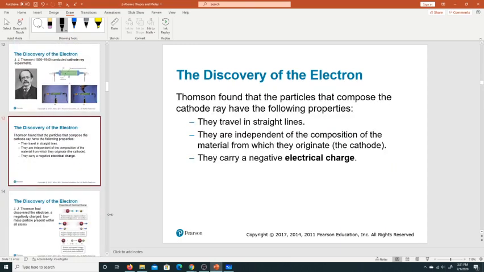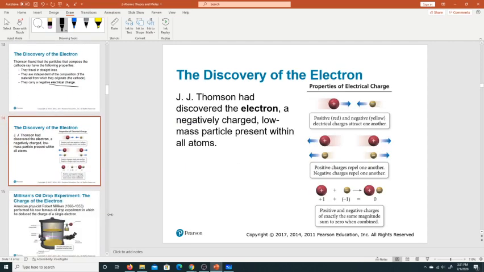Let's see. Electrons have negative charge. That's what's important about this. Your electrons have negative charge. J.J. Thomson, like I already mentioned, he discovered the electron. I was thinking of this guy here.